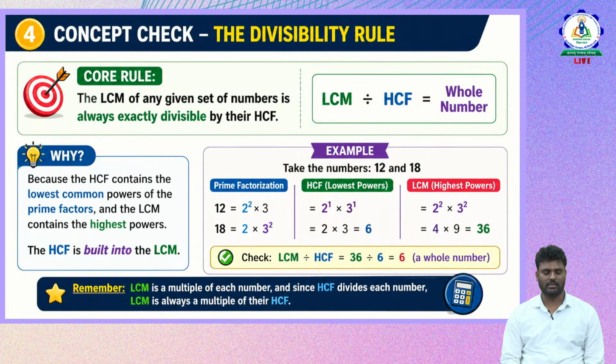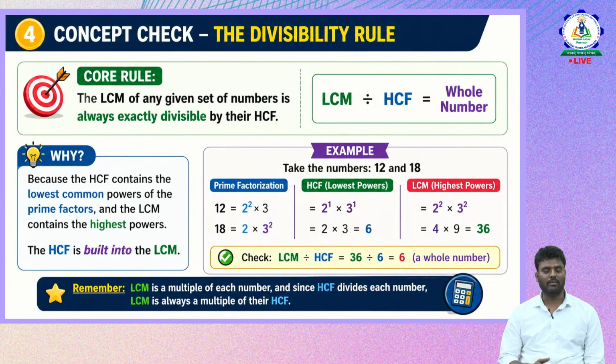The concept is that the LCM of any given set of 2 numbers must always be exactly divisible by their HCF. That is the concept from the previous session. In the options, two numbers are given, the HCF and LCM, and we need to check whether the statement is true or not. So we divide the LCM by the HCF, which should give a whole number.